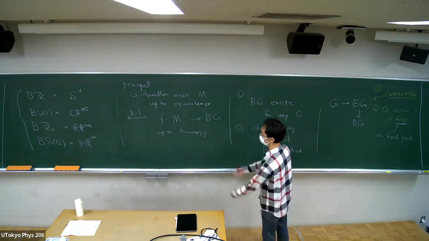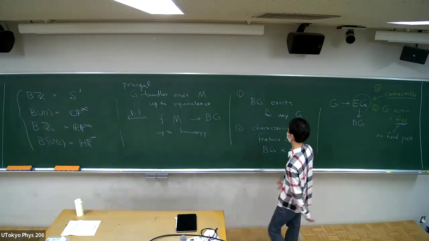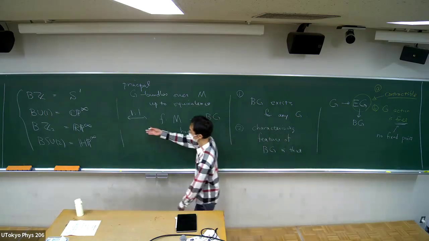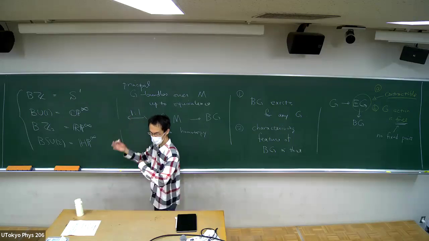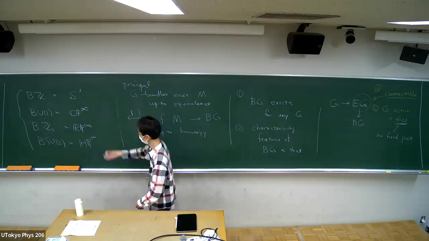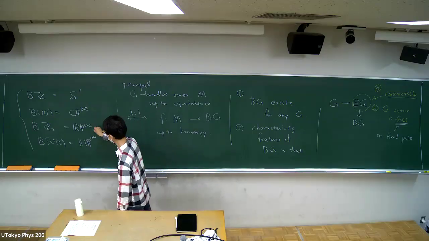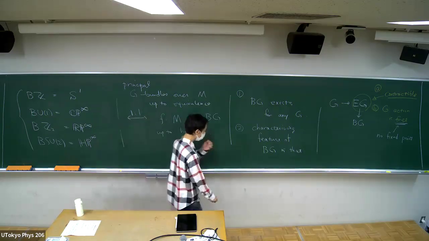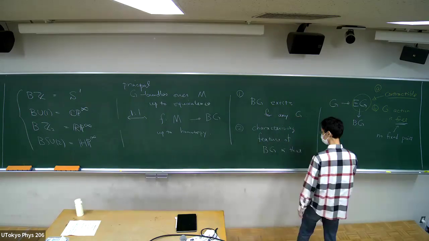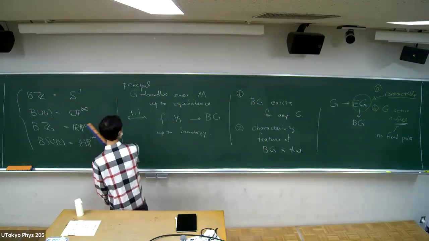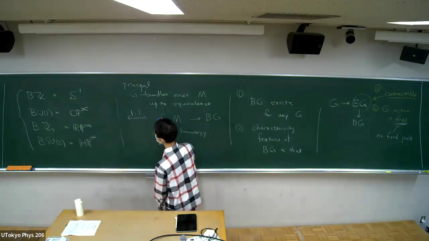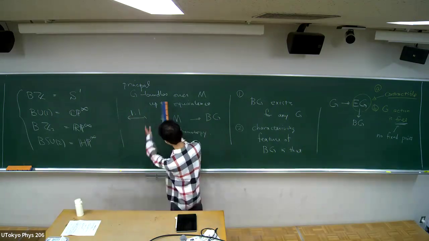So, this is not very convincing, right? For each of these examples, we used various extremely specific features of these groups to construct the classifying space. So it's doubtful at this point if this is really true, or you can do any actual computation using it.